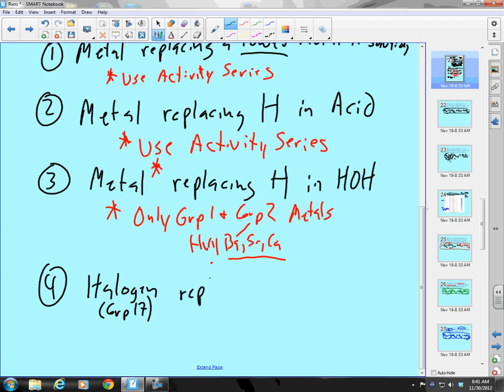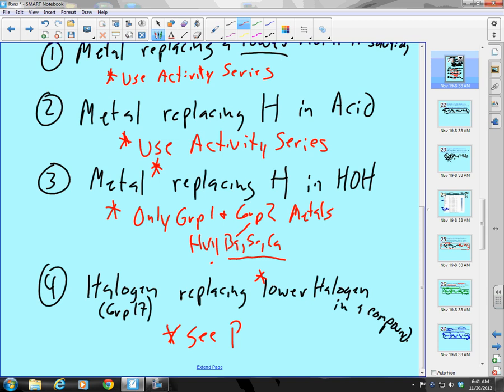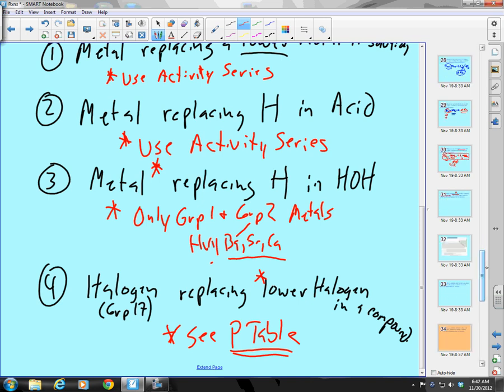Halogen replacing lower halogen. And that lower halogen is in a compound. Okay? And how are we going to figure out what is the lower? And the answer is C what? Not activity series, because that's for metals. It's going to just be C periodic table, because this periodic table tells us all about the reactivity of my halogens. Ooh, that's nice. Good.